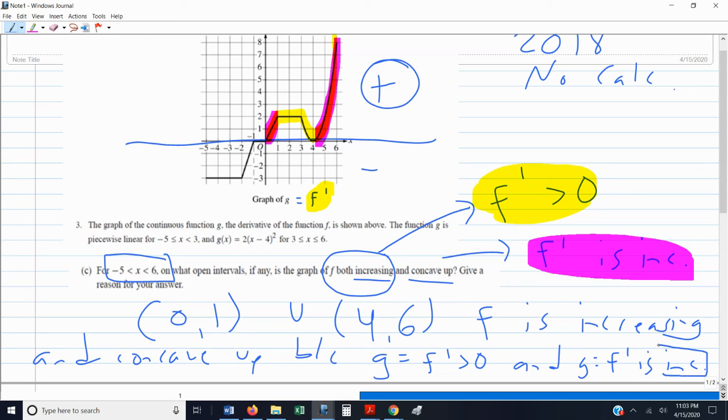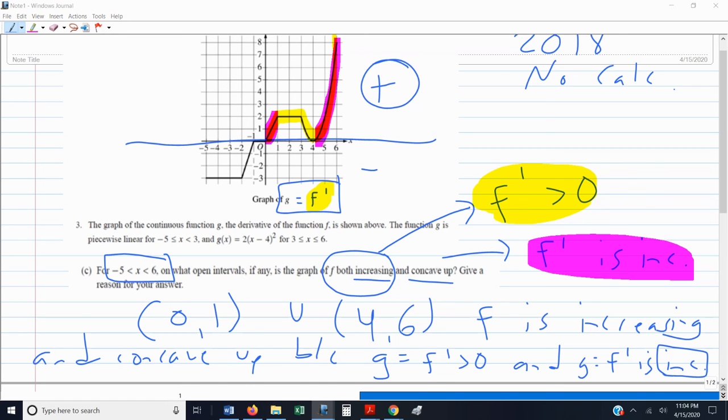I just want to say, don't abbreviate that, write out the whole word increasing. The reason for writing the g equals f prime is greater than 0 and g equals f prime is increasing is because they originally gave you the graph of g, and then you're showing in what you're writing that you know that g is the same as f prime. So you're relating it back to the graph of g, which is what they gave you and how they labeled it, and you're making that connection that g is the same as f prime.